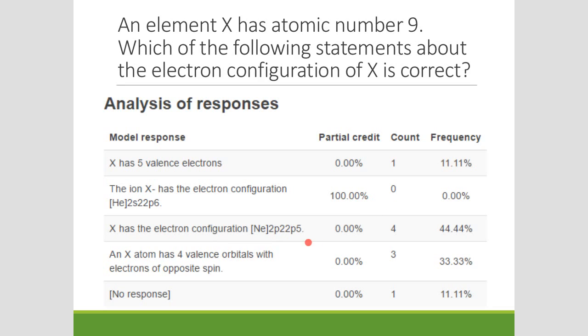The 2p5 here makes people think that there are 5 valence electrons along the way. And then the 4 valence orbitals with all opposite spins is another subtle little tweak on things, and that's actually not a bad answer choice there. If I were getting into the psychology of a student here, notice this is an ion that's X minus, and so that means it has an extra electron. So if you look at the correct answer here, it's helium 2s2 2p6.